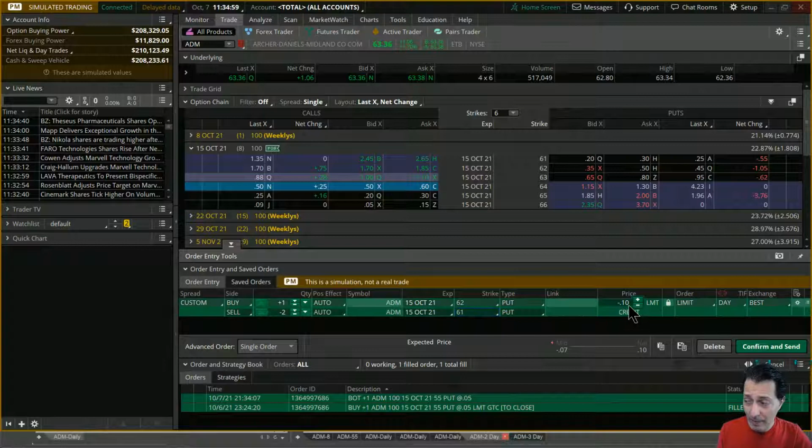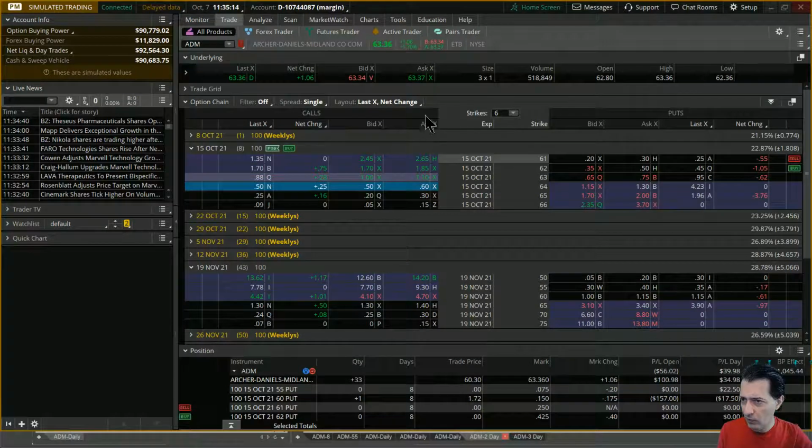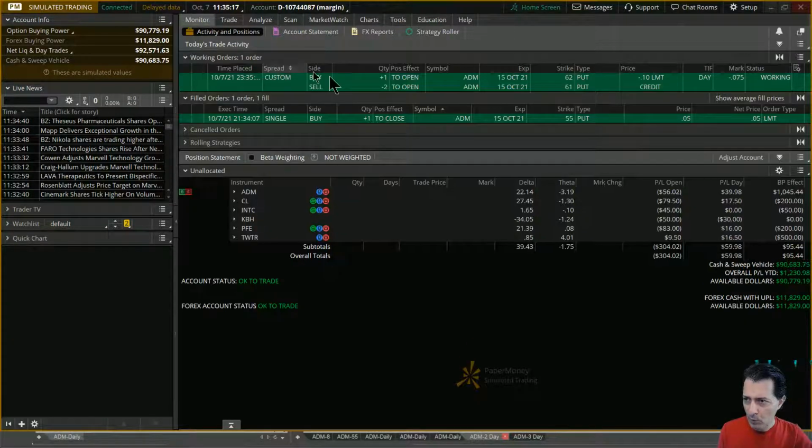Okay, so I'm just going to place this order in the system. And by the way, remember that as I place this order, I need to go ahead and close the shares. So I'm going to confirm and send to sell 2 of the 61 puts and buy 1 of the 62 at 10 cents. I won't get filled immediately, but hopefully during the day I will. Okay, so the order is here, waiting to get filled at 10 cents.